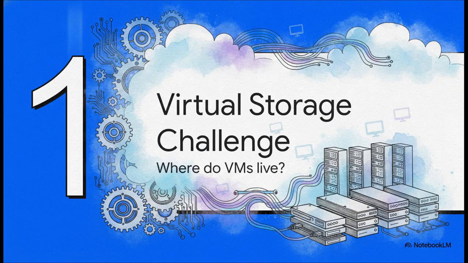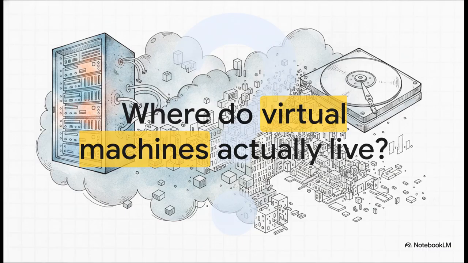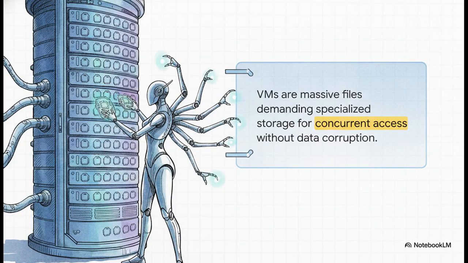Section 1. The Virtual Storage Challenge. You know, it's incredibly easy to just picture a virtual machine as a distinct physical server, right? Like it's got its own spinning disks and motherboard somewhere. But when we strip away all that abstraction, where do these massive, highly dynamic entities actually live on the hard drive? Ultimately, a virtual machine is just a massive file, or a set of files, and the hypervisor needs specialized librarians, so to speak, to read, write, and organize these massive files efficiently across shared clusters. Traditional file systems just weren't built for this level of concurrent access, where you have multiple physical hosts that might need to touch the exact same storage pool at the exact same time without totally corrupting the data.